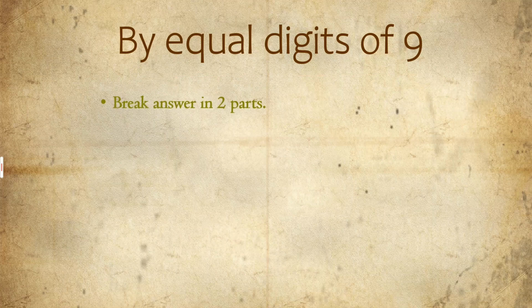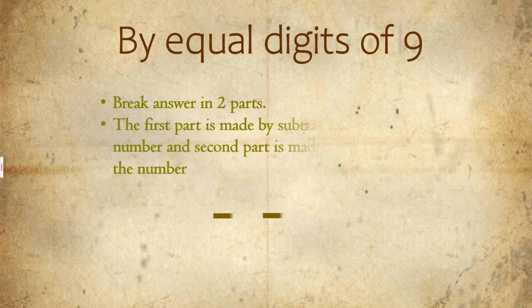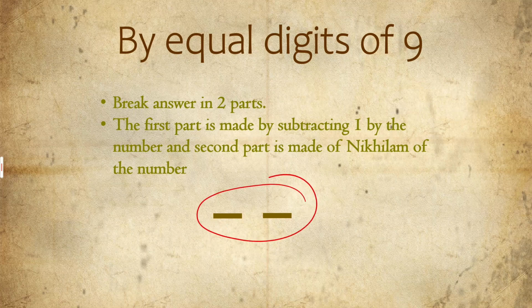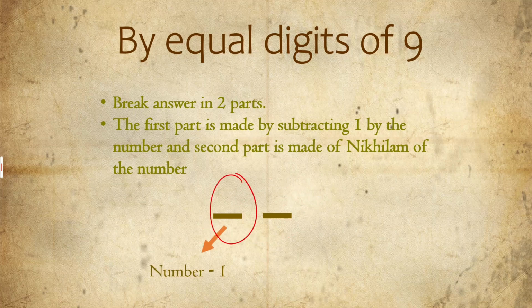Basically, the rule tells us to break the answer in two parts, similarly to how we did it for 11, wherein we broke the answer into three parts. Over here, you will break the answer in two parts. The first part is made by subtracting 1 from the number, and the second part is made by the nikhilam of the number. So we have these two parts, right? One and two. Now the first part is basically the number minus 1. And the second part is the nikhilam of the number.